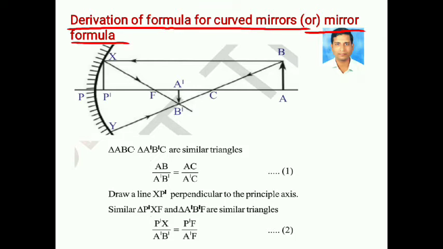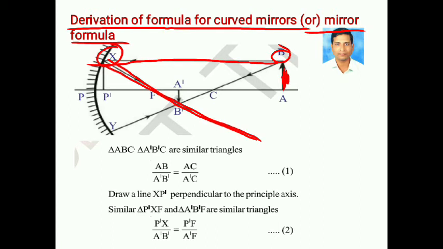Observe the figure. The ray from the top B of the object AB is traveling parallel to the principal axis and striking the mirror at X. This ray passes through the focal point after reflection.